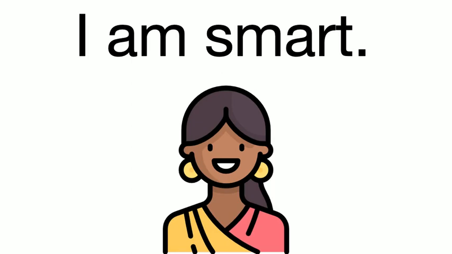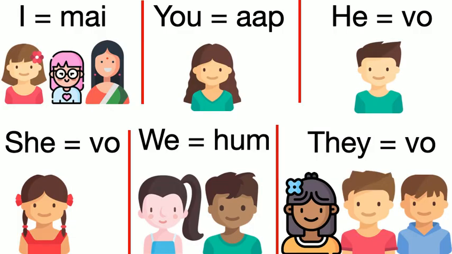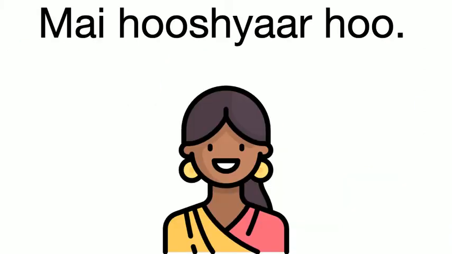Now let's look at an example. For example, we say, I am smart. I am smart. So what pronoun do you think we would use? Take a look at the chart. If you said main, you are right. I am smart. I is the pronoun, and it becomes main in Hindi. So we say, main hushyar hoon. Hushyar is how we say smart in Hindi. Main hushyar hoon. I am smart.